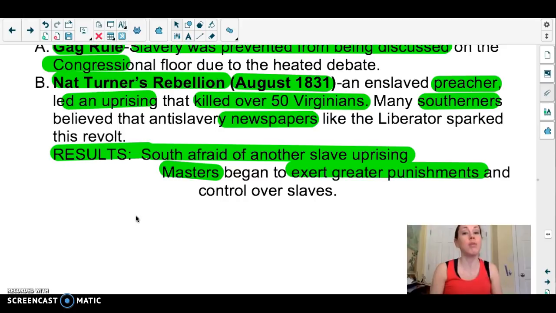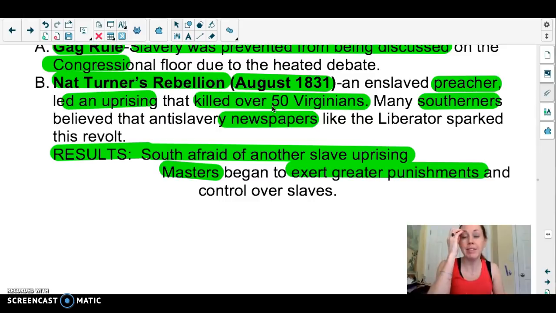So he is probably one of the most successful, leads one of the most successful slave rebellions. Many Southerners believe that newspapers like the Liberator and the North Star sparked this revolt. So therefore, the masters became more afraid of another slave uprising, and they began to assert greater punishments on their slaves, even killing slaves who escape when they're caught, and other horrible punishments on the plantation to prevent uprisings such as this. This became a huge fear of white plantation owners, that there would be another Nat Turner's rebellion.